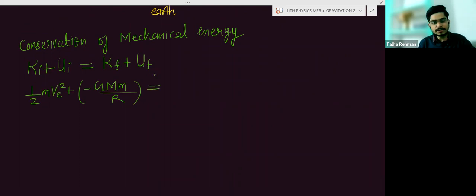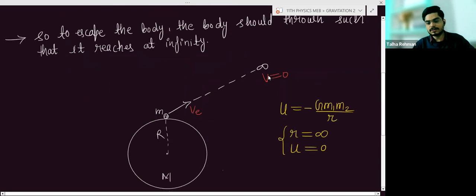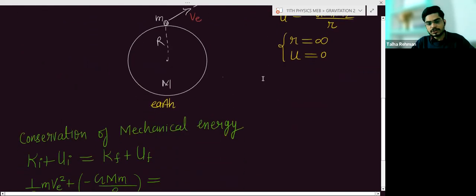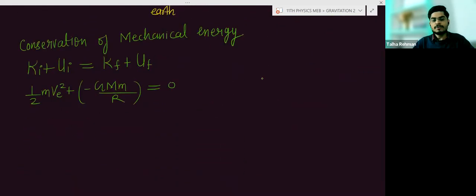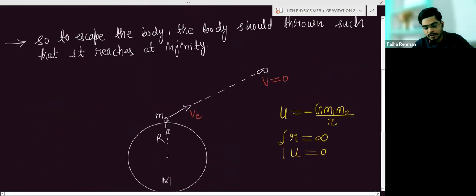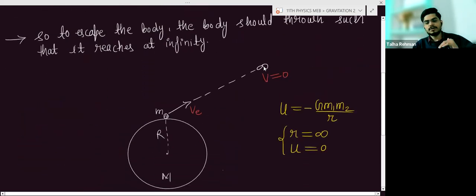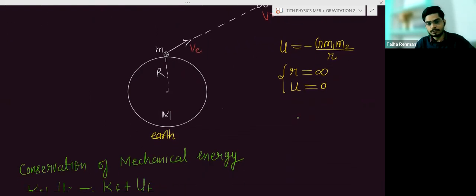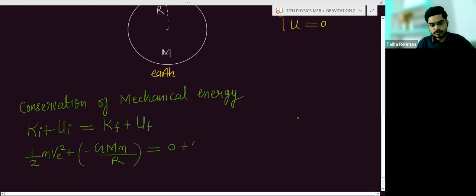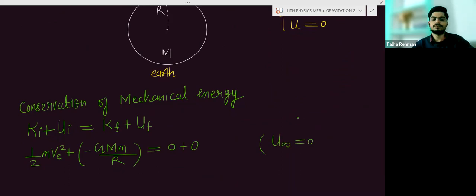Final kinetic energy. Finally, this body will have zero velocity. So final kinetic energy is zero. Final potential energy. Finally, this body will be at infinity. So potential energy of a system of mass and the Earth will be zero. Or you can say this body will have zero potential energy at infinity.